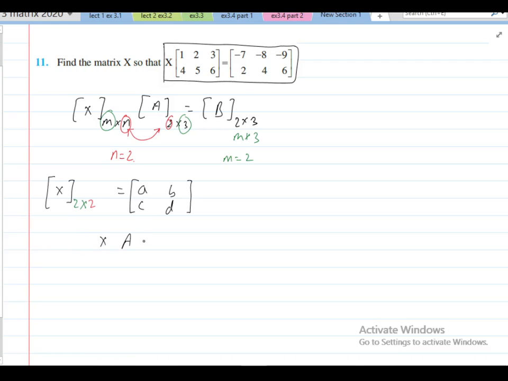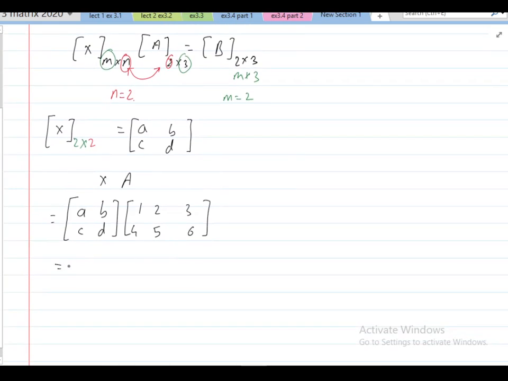Now let's use the condition X into A is equal to B. X is the matrix with A, B, C, D and A is 1 2 3 4 5 6. We won't write B right now, it will be better. Let's multiply.